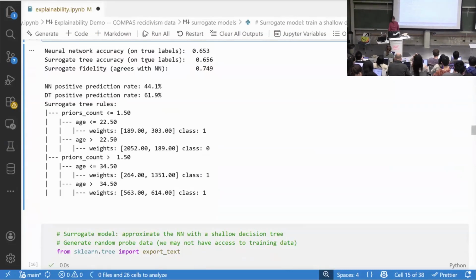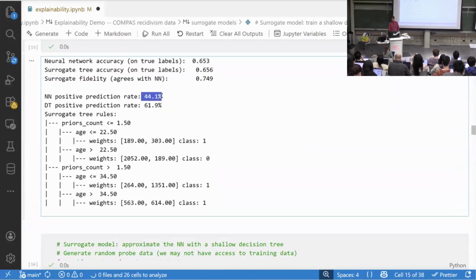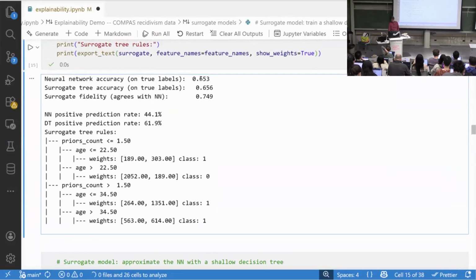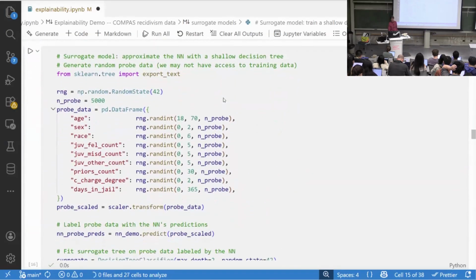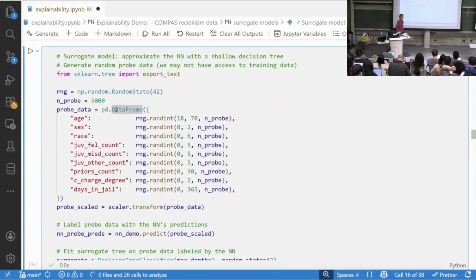I can also compare the neural network and my decision tree. They don't always make the same predictions, so it's not quite the same, right? And the accuracy is kind of similar, but there's a lot of cases where they disagree. So it's not a perfect representation, but I have an approximation of that model. Does this make sense? And rather than doing this for the original training data, I can also do this for random data, because it doesn't really matter what the training data does, right?